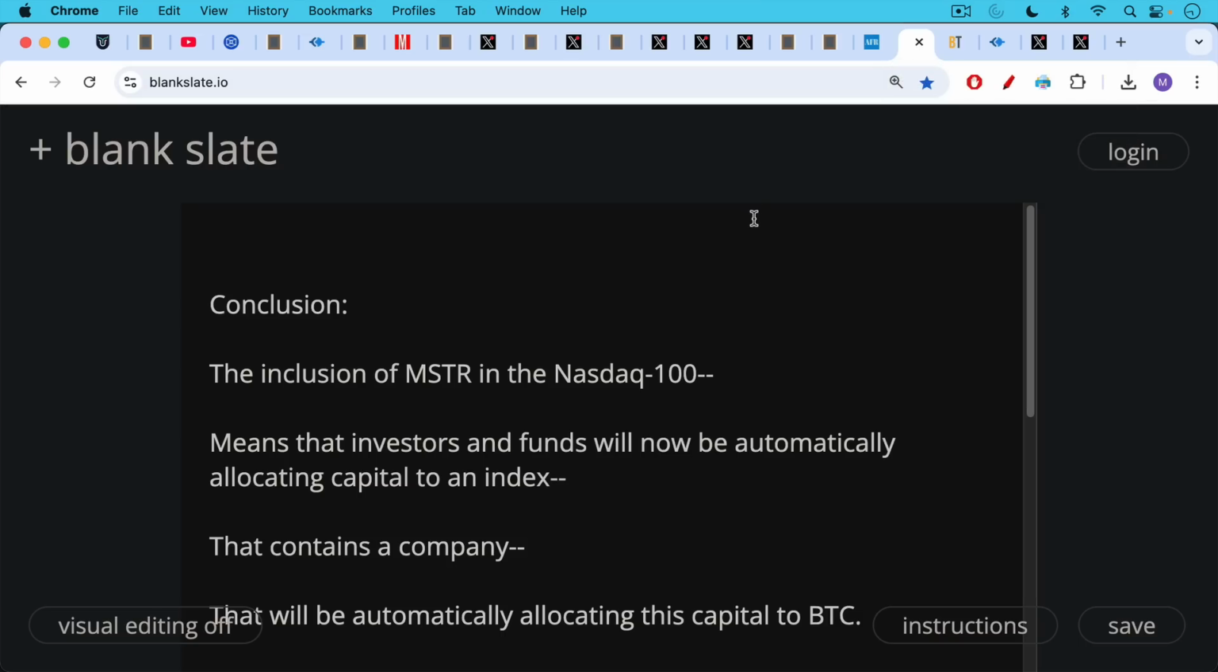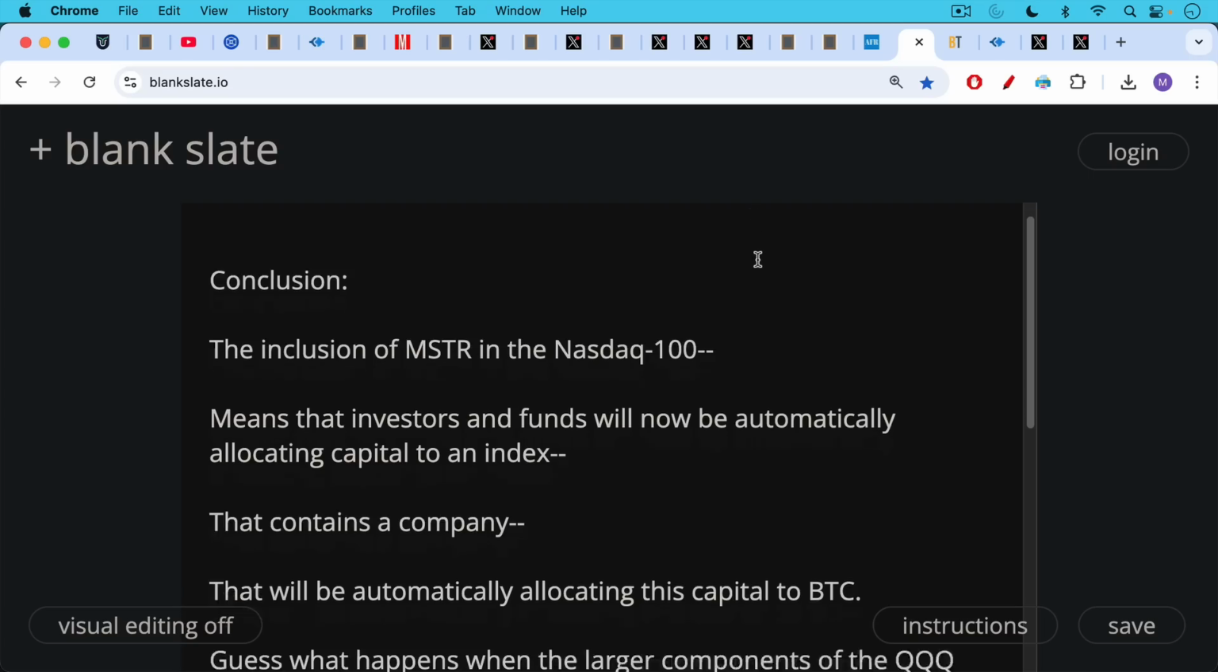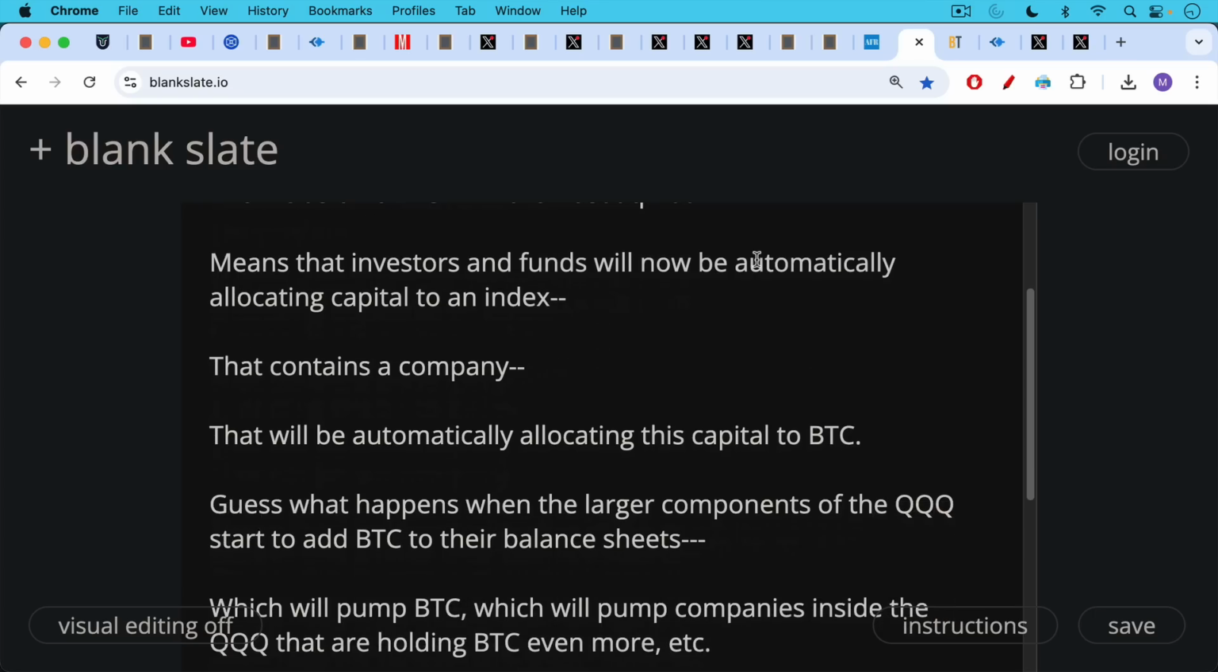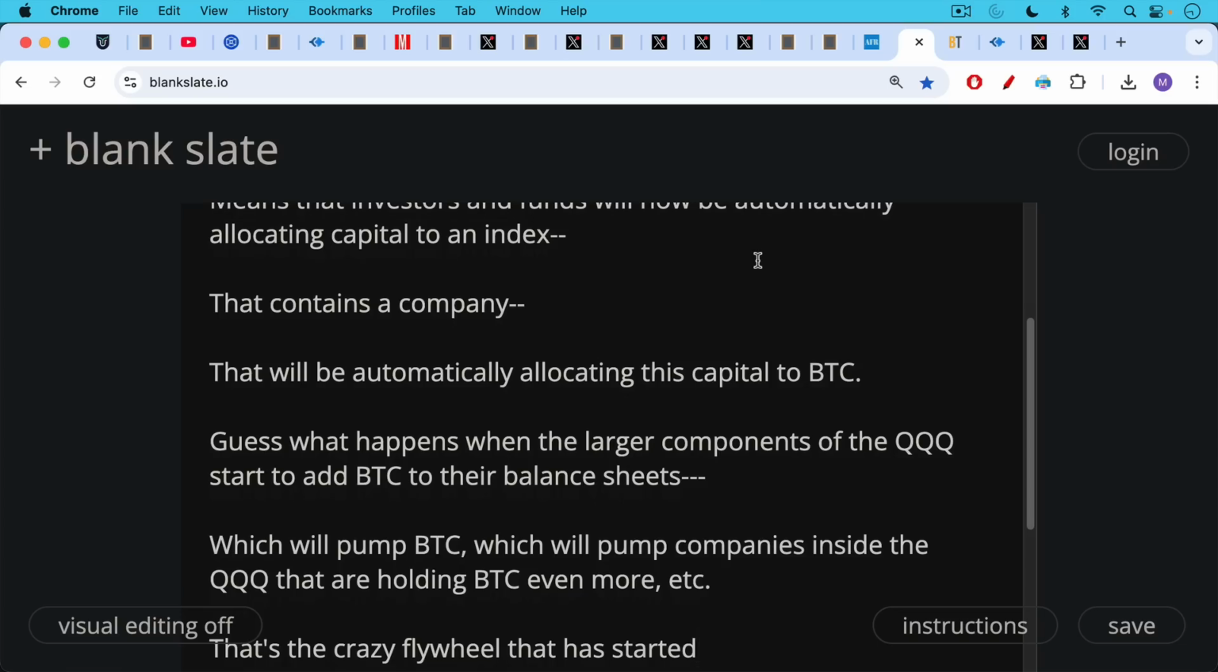So in conclusion, the inclusion of MicroStrategy in the Nasdaq 100 means that investors and funds will now be automatically allocating capital to an index that contains a company that will be automatically allocating this capital to Bitcoin. And you can only guess what happens when the larger components of the QQQs, like Apple and Amazon and Microsoft, start to add Bitcoin to their balance sheets. Shareholders of Microsoft recently voted against it, but all of these companies eventually are going to come on board once they figure this thing out.